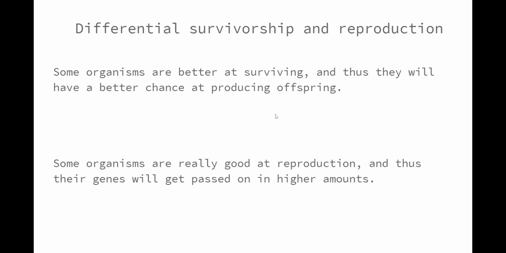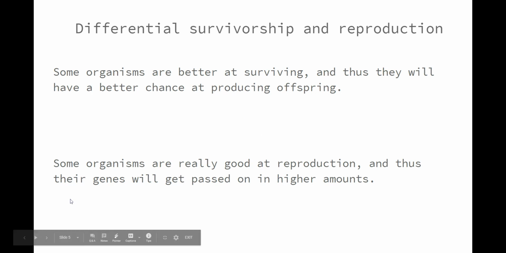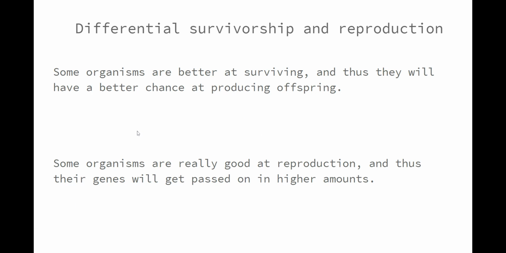Maybe you were better at surviving because you were smarter and knew not to chase after that saber-toothed tiger. Maybe you had a better idea of what plants you shouldn't eat. So survival allows you to pass your genes on. And then on the other hand, for the reproduction part, some organisms are really good at reproduction, and thus their genes will get passed along in higher amounts.